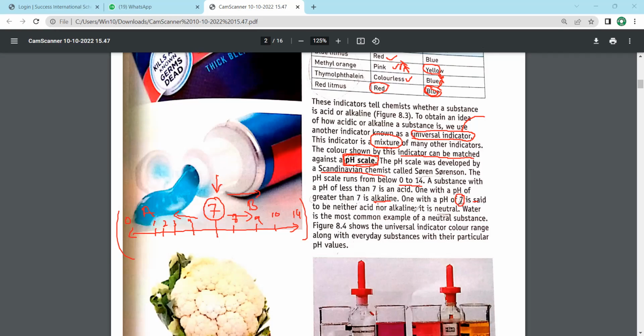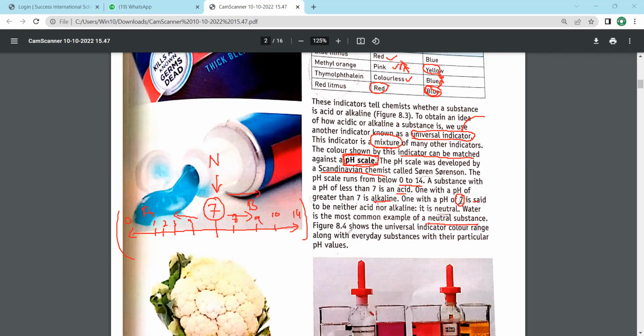Neither acid nor alkaline. If it is 7, it means it's neutral. What does it mean? Neither acidic nor alkaline. This is neutral. Water is the most common example of a neutral substance. When you see a water bottle, as I showed you in the class, you can check that pH is written on it. Mostly it is near 7, some 6.8 or 6.5, or some 7.1 or 7.2. So it is mostly neutral.